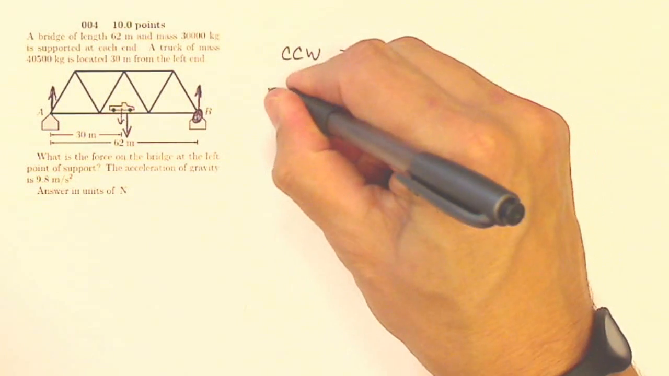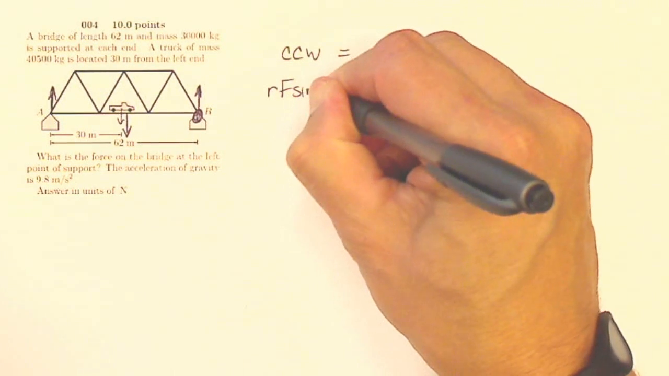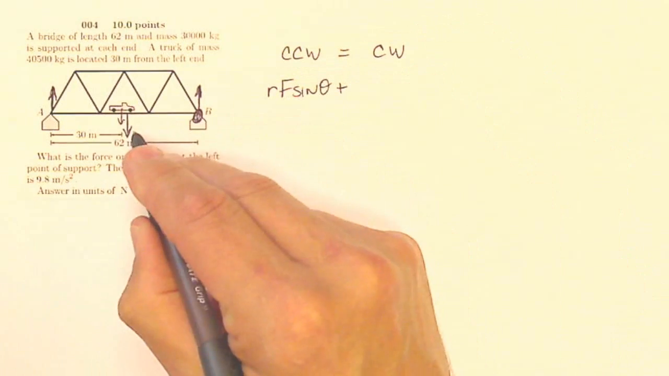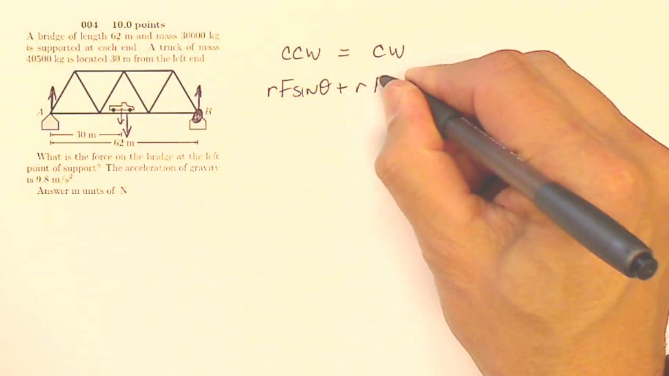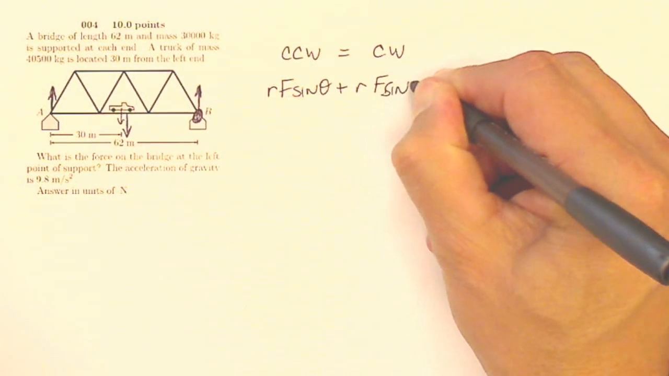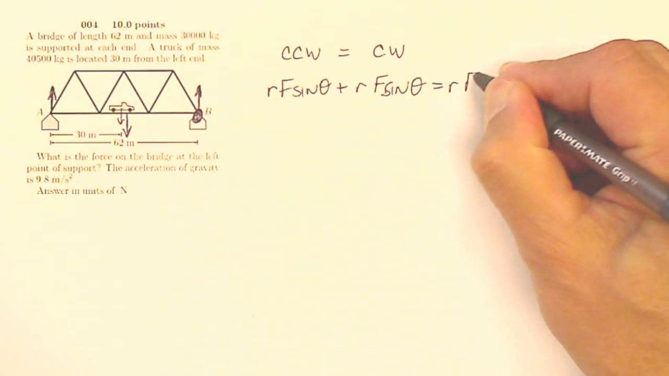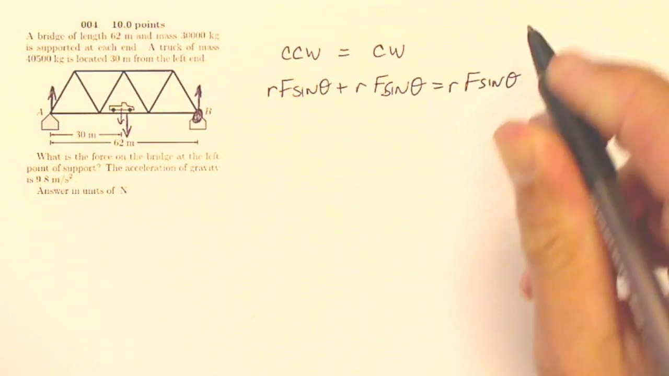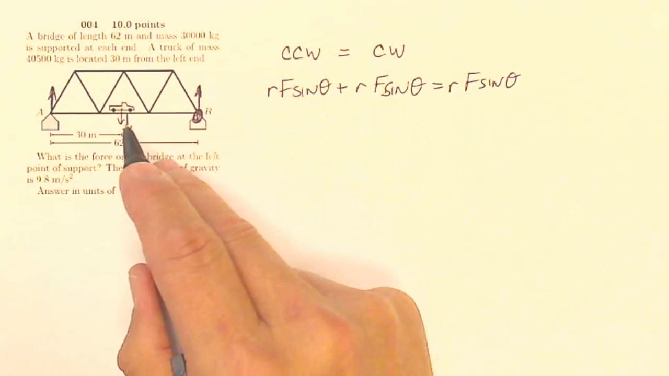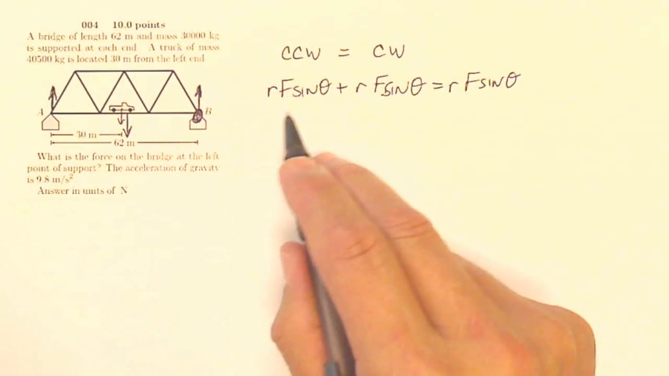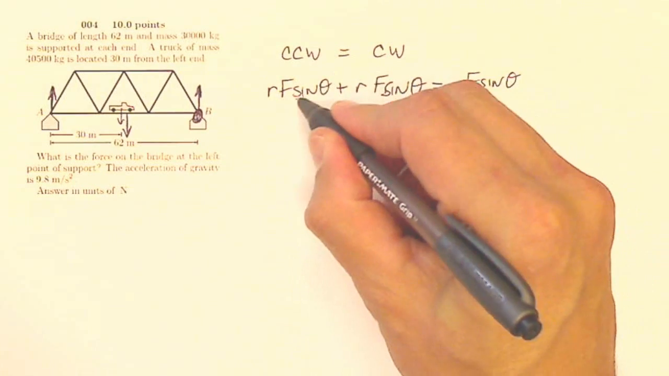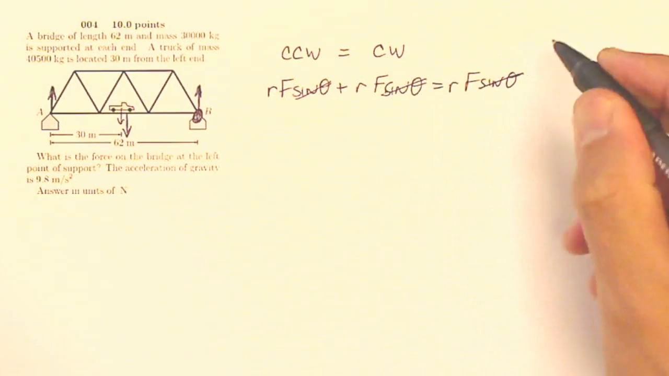So counterclockwise, I've got one rF sine theta, that's the truck. I've also got the bridge, which is going to have its rF sine theta. And that's going to equal the force from A and its rF sine theta. Now, for all of these, theta is going to be 90 degrees, and the sine of 90 is going to be 1, so I really don't care about sine theta in this case.